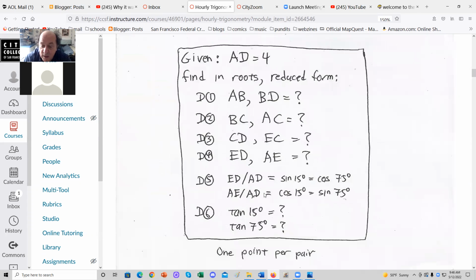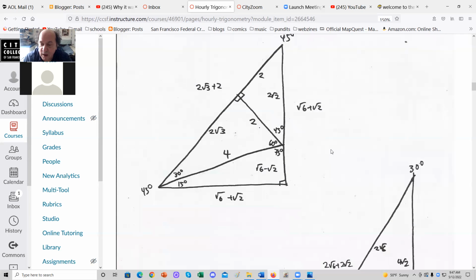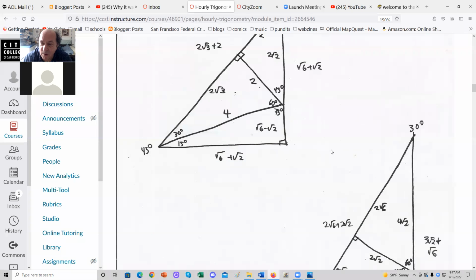For these last ones, you'll have an expression with a square root over an expression with a square root. So I request that you reduce the square root by rationalizing the denominator. A point per pair, that's 6 points. And here are some other right hourly triangles with a 15, 75. In fact, we can see it right here.